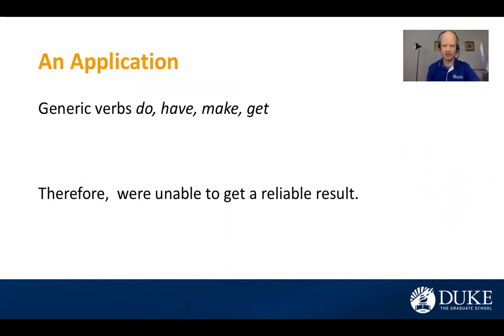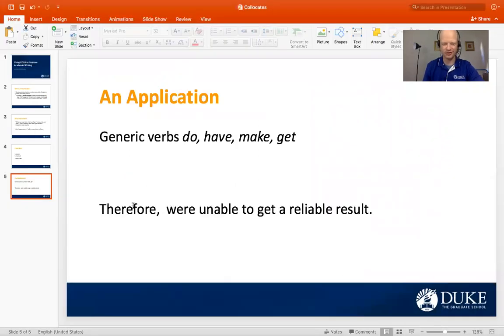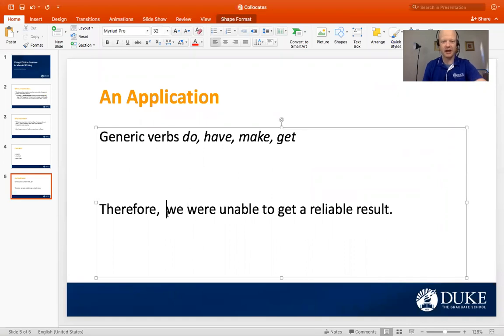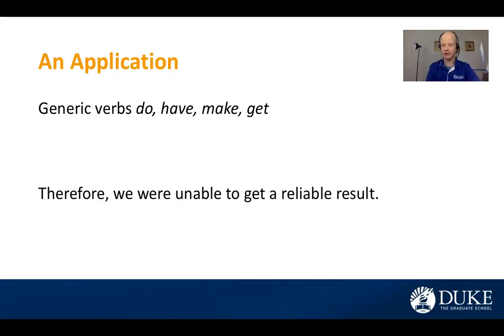Very commonly, I try to tell students, if possible, to avoid generic verbs like do, have, make, and get. If you look at these words in the dictionary, you will see they have many different definitions. And so in academic writing, we always want to be a little more precise, especially with the actions that are occurring. So I have this example sentence here: we were unable to get a reliable result.